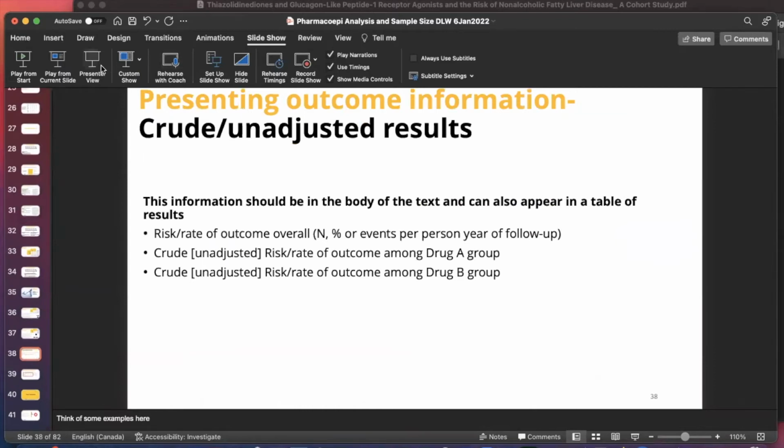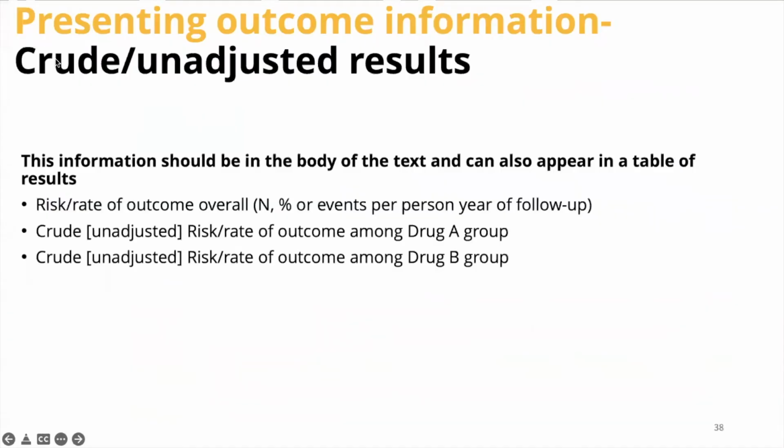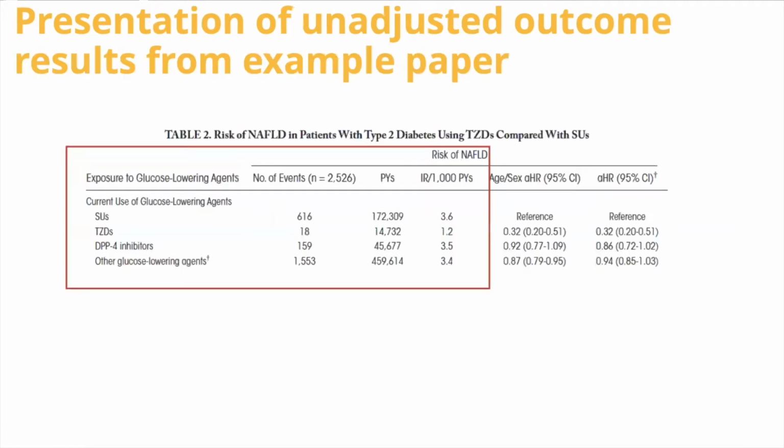So when we actually want to present this information in our paper, in our report or our scientific manuscript, we usually include it in the body of the text. So we describe the risk ratios or the crude or unadjusted rate ratios overall, and then according to each medication that we're comparing, the study drug and the comparator. And then we also typically include it in table 2. So I have table 2 here. So this is what we would include in the table. And then we typically would include this information in the body of the text as well.